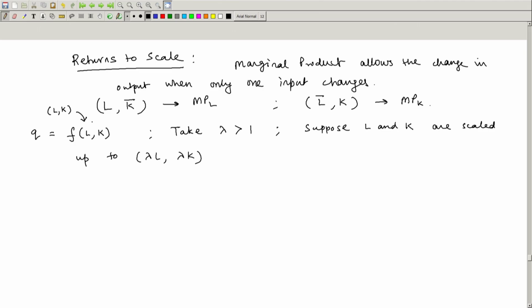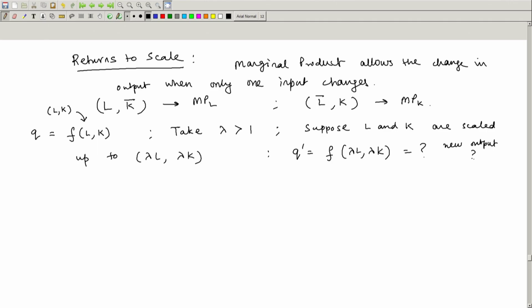Now, I am scaling up labor and capital to lambda L and lambda K, and I want to understand what has happened to Q dash equal to f of lambda L, lambda K. How does this compare to the previous output, f of L comma K? Okay. So, let me define 3 terms. This is the new output, and we want to understand how it compares to the previous output f of L comma K.